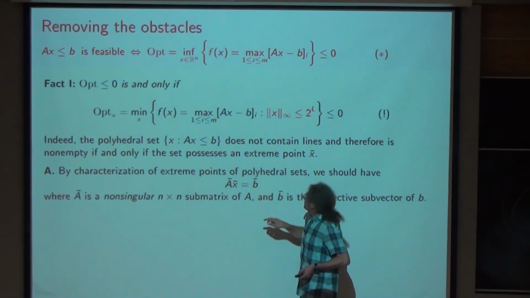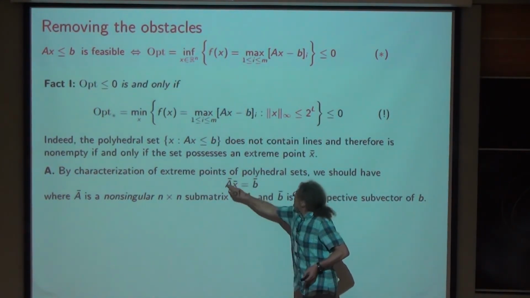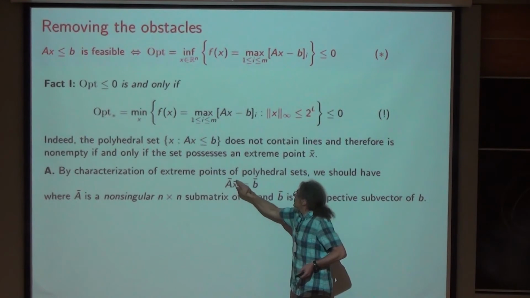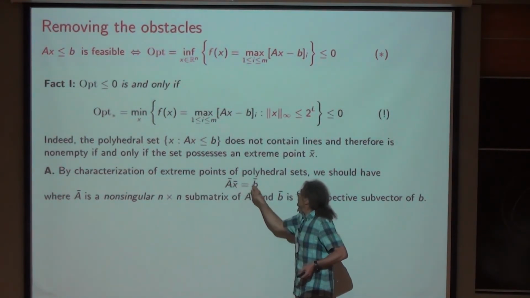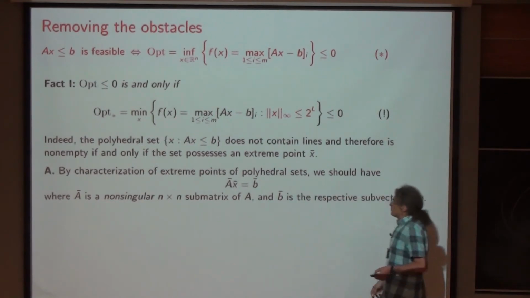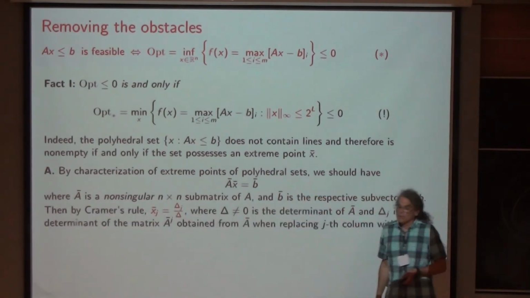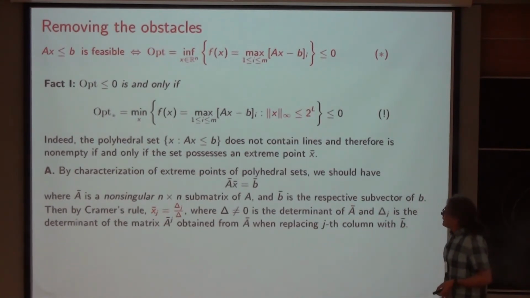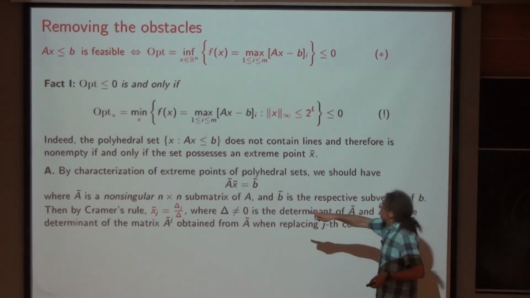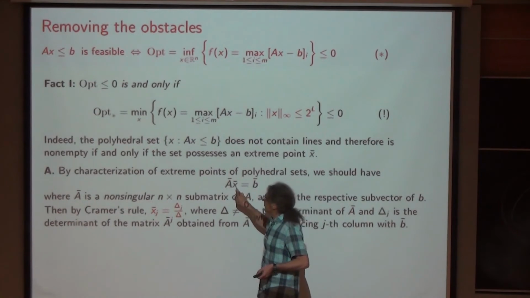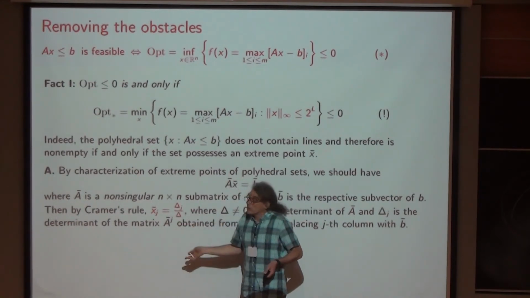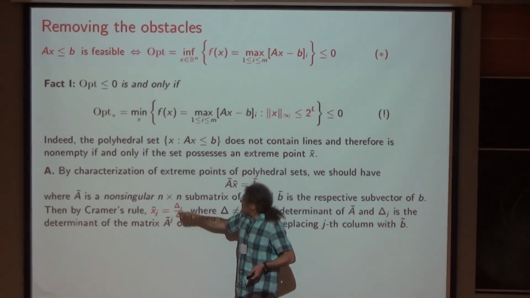We have a subvector B bar of B, such that at all extreme points, and for each extreme point there are different subsets and so on, but we have this equality. Okay, so an extreme point is just a solution of such a system. Now, the components of the solution to this system, of course we can use the Cramer rule. It will be the ratio of determinants.